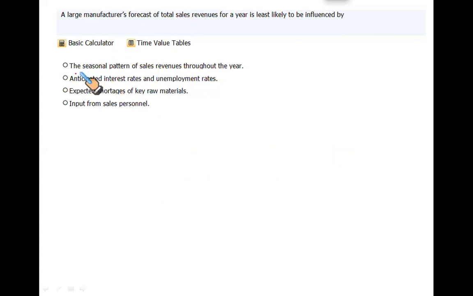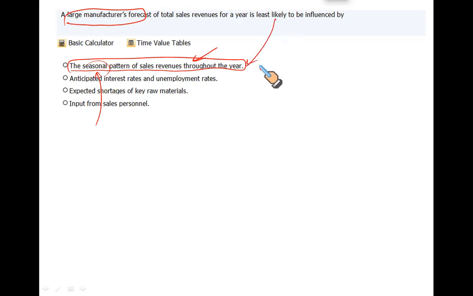What will not influence? The seasonal pattern of sales revenue throughout the year. You may argue that seasonality affects your sales. Yes, it does. But I emphasize the words large manufacturer. He has the capability to foresee the dip and increase in sales volume in different seasons. So he anticipates them happening. He knows when his sales dip. He knows when the sale picks up each season. So this is not something that will deter him. It will influence, but it's manageable. But these three will affect to a greater extent. And that's why A is the right answer.